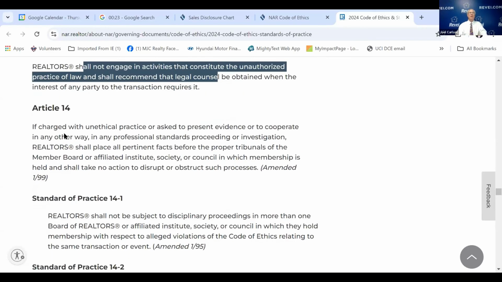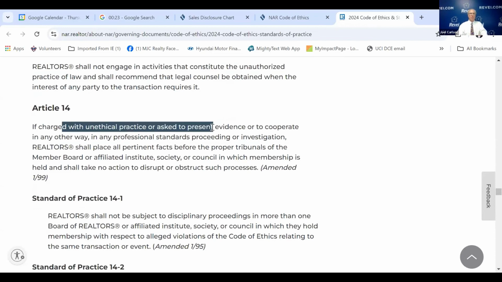Otherwise, 14 talks about unethical practice, but before you move on to 14, what about agents that use virtual staging? Virtual staging is fine as long as they disclose it. All you have to do is say, this is virtually staged. The furniture is not real. You just have to put that someplace on there. Nothing wrong with virtual staging.